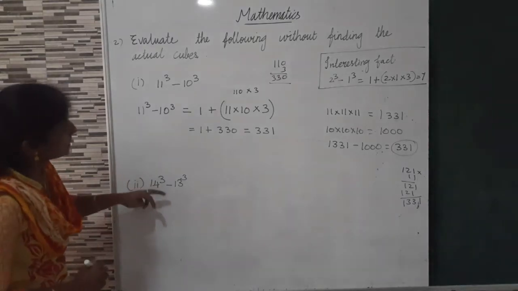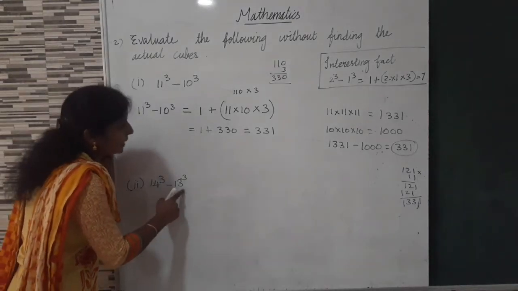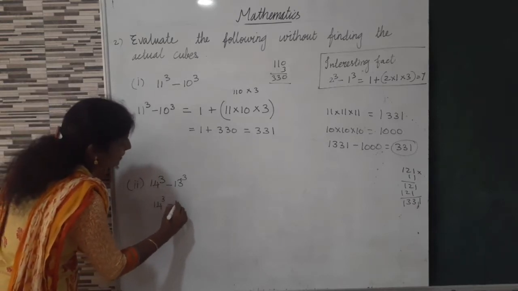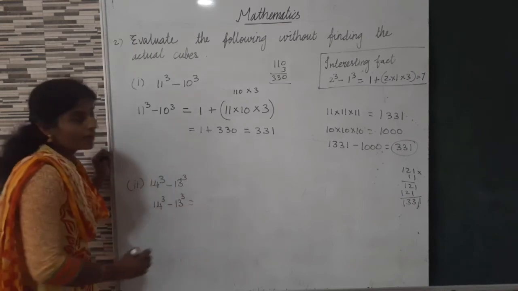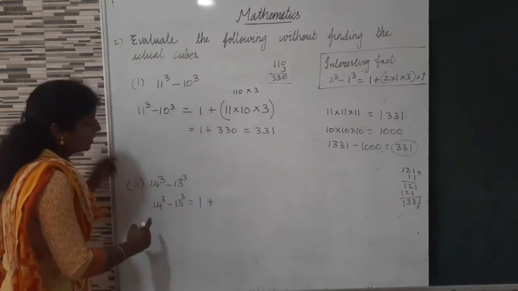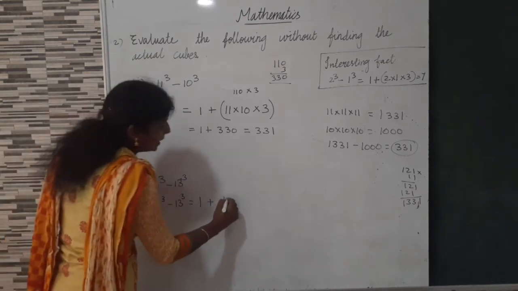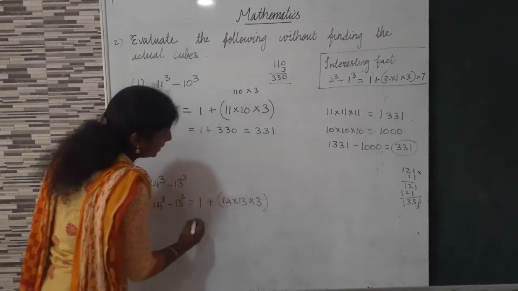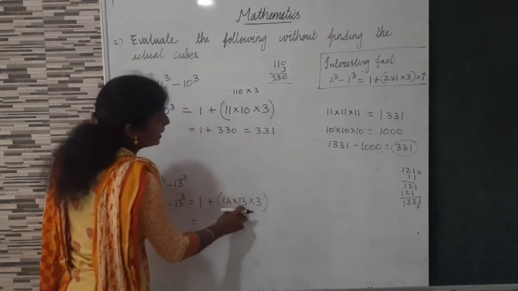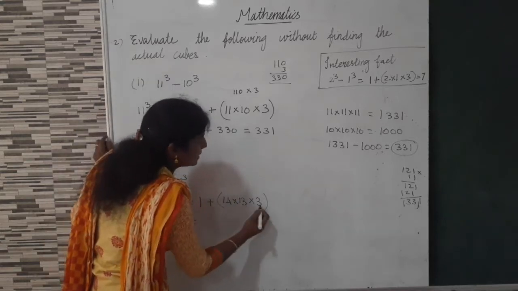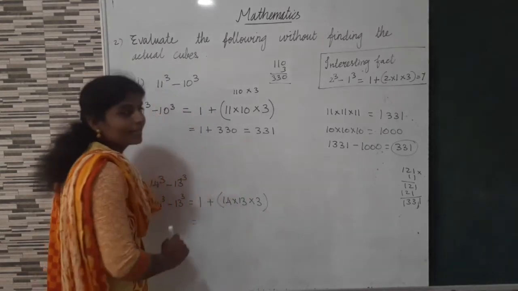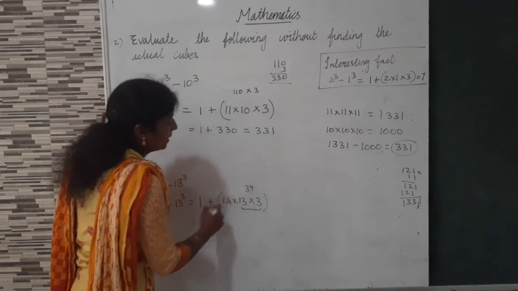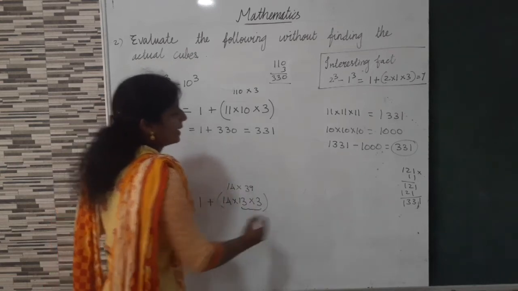Now here we can use 14 cube minus 13 cube. 14 cube minus 13 cube equal to, first we can write 1 plus 14 into 13 into 3. Now 14 into 13, otherwise we can multiply these 2 first. This is very easy. 3 into 13, 39. Isn't it? Now this 2 multiply first. This is 39. Now 14 into 39.